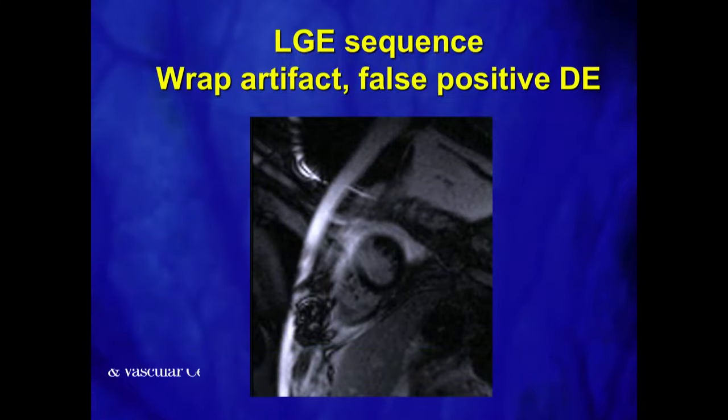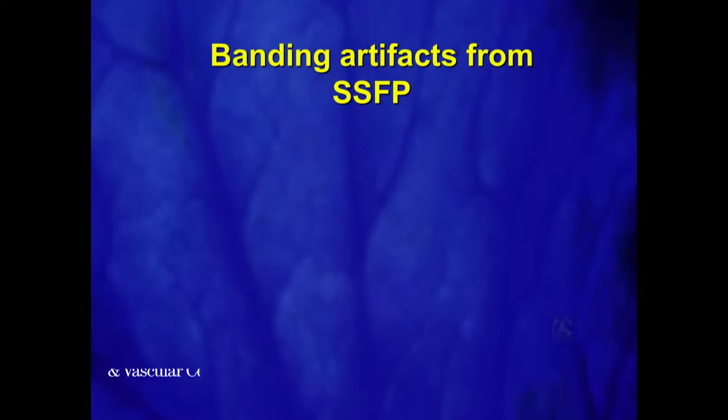And in late gadolinium enhancement, we can also see wrap artifacts, and these wrap artifacts can unfortunately introduce an area of high signal intensity, but these are not scar tissue or gadolinium enhancement. This is basically exactly what we see, this wrap artifact from the smaller field of view that we have over here.